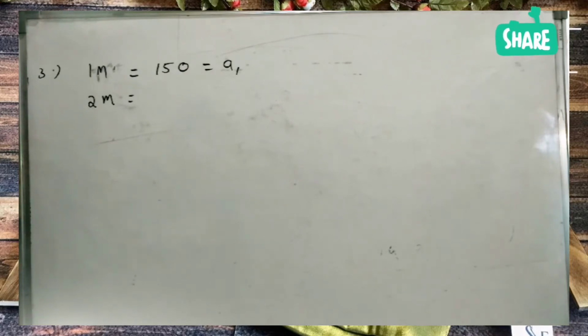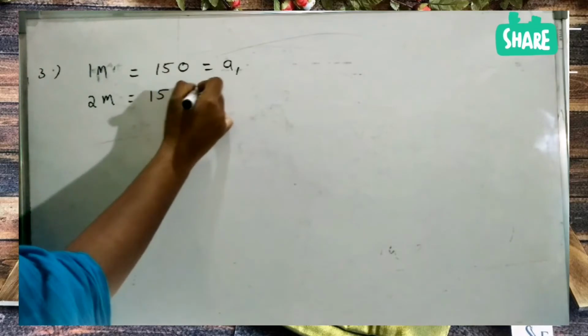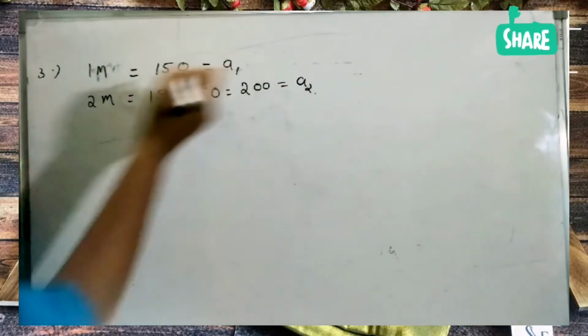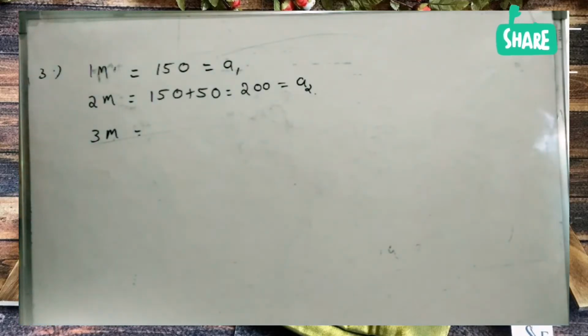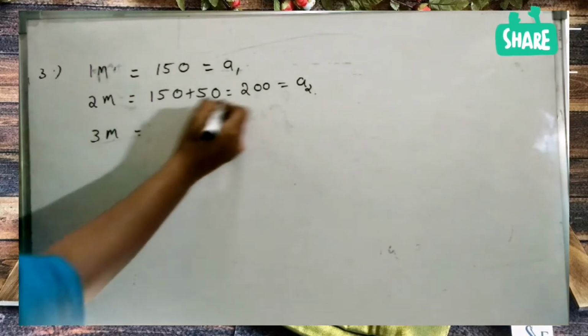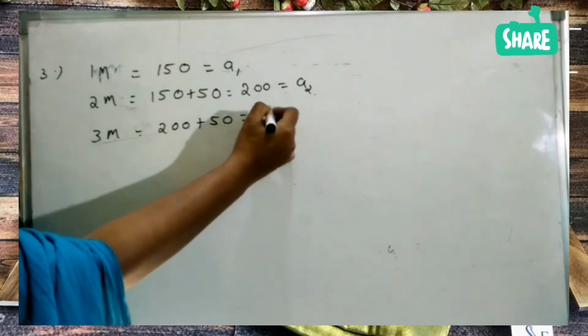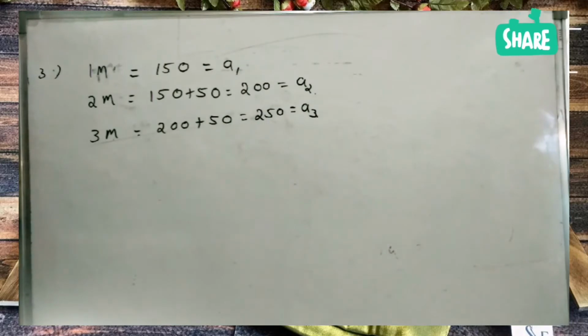It is like that taxi fare. So for 2 meters, that is 150 plus 50 we need to pay, that is 200, equal to A2. Then 3 meters, the cost of digging 3 meters, that is 200 plus 50 is equal to 250, equal to A3. We need to pay rupees 50 for the subsequent meters.